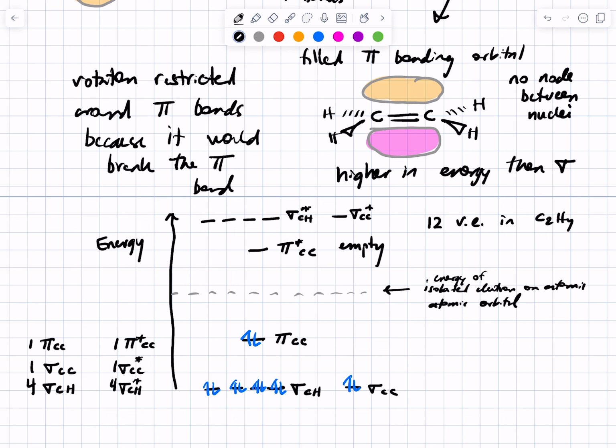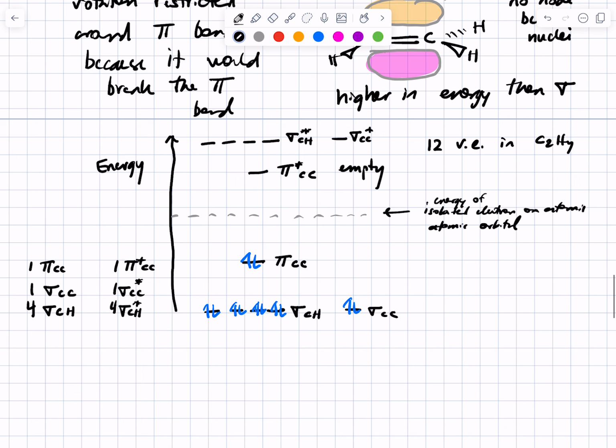If electrons in ethylene, let me back up. In organic chemistry, some molecules are going to be what we call Lewis bases. Have you ever heard of the term Lewis base before? Maybe you did in Gen Chem. If you did, you likely didn't understand it.